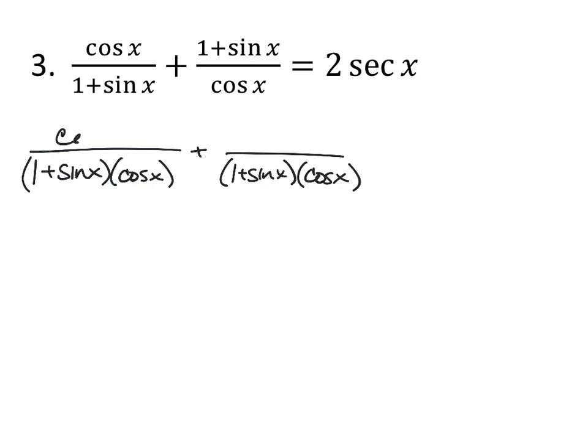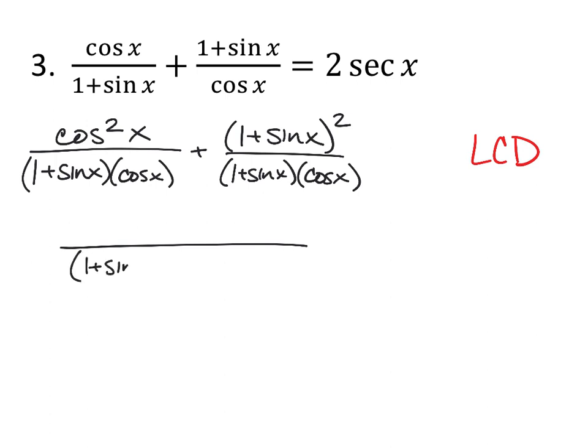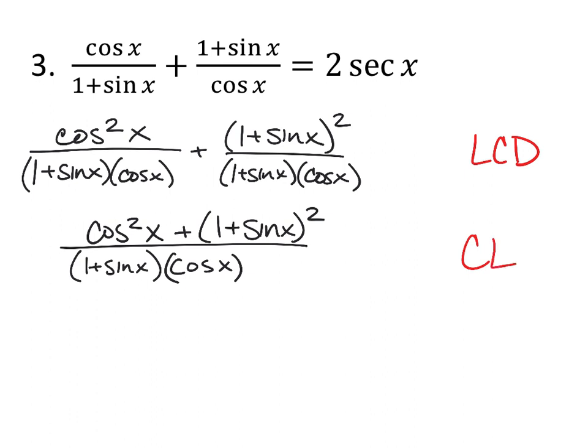Meaning the first fraction is going to be multiplied by cosine of x, making it squared. And the second is going to be multiplied by 1 plus sine of x, which means that whole thing is squared. Now, the reason we were able to do that is called least common denominators. And then we put them together into one fraction. That's cosine squared. That step we're going to call combine like terms, because that's what we're doing. We're adding them together.